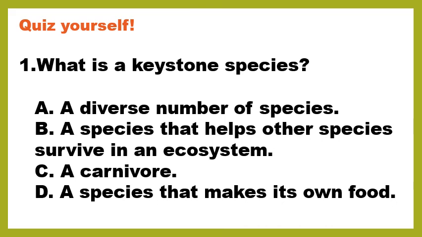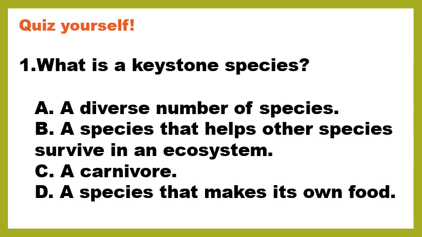I'm going to give you a clue. I'm going to knock out letter C. Keystone species is not just a carnivore. It could really be any sort of animal that eats meats, plants, or both. I'm also going to knock out letter D, a species that makes its own food. That is referred to as a producer. Our most famous producers are plants and algae. So it's not going to be C, it's not going to be D.